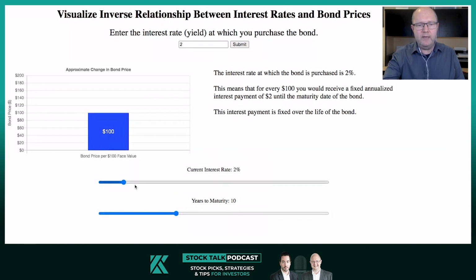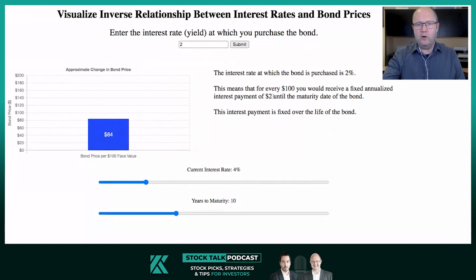But then, something happens. Interest rates rise. Maybe they rise up to 4%, right? And then you look at your bond, and it's like, oh, my bond was worth $100 before. Now it's worth $84. And so the question is, well, why did my bond decline in value? And the reason for that is that, yes, interest rates rose. They doubled, in fact, from 2 to 4%.